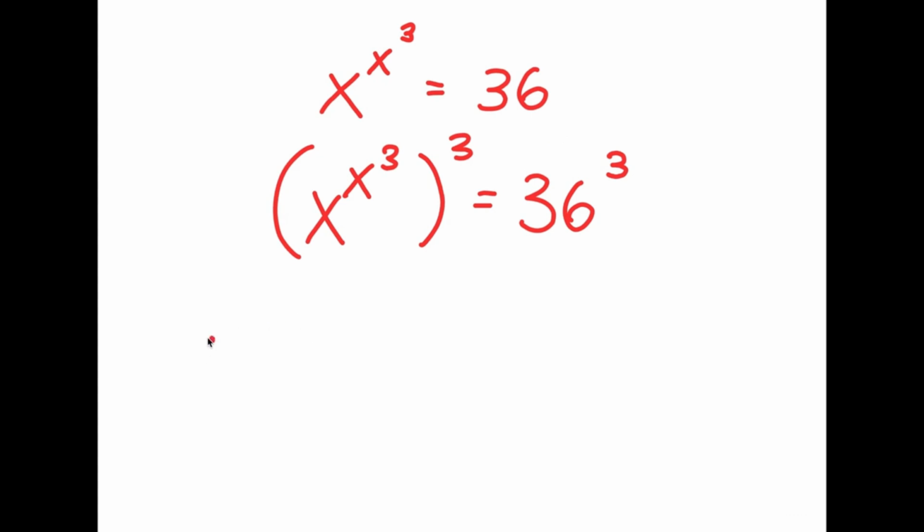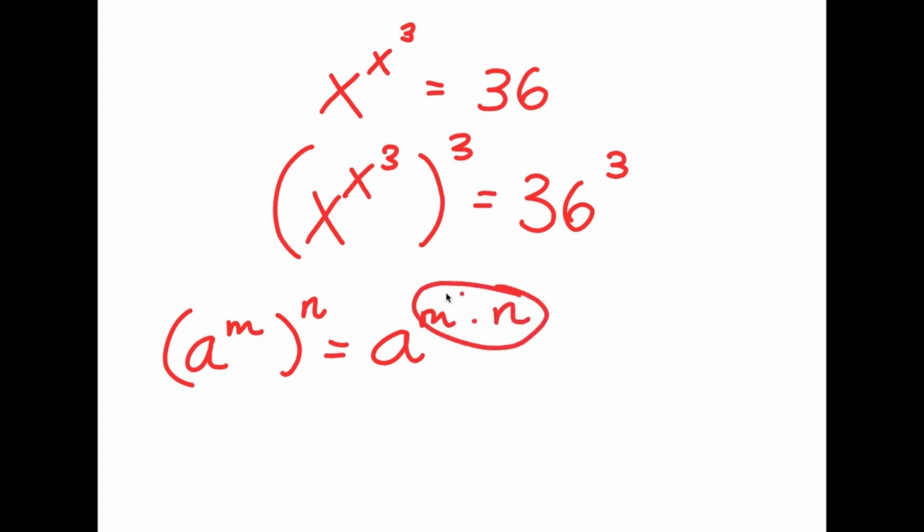Now, if I have something in the form a to the power of m to the power of n, this is equal to a to the power of m times n. And notice that for multiplication, I can switch the places of these two numbers. So this is the same thing as a to the power of n times m, right?